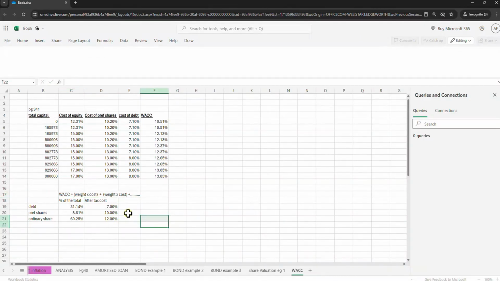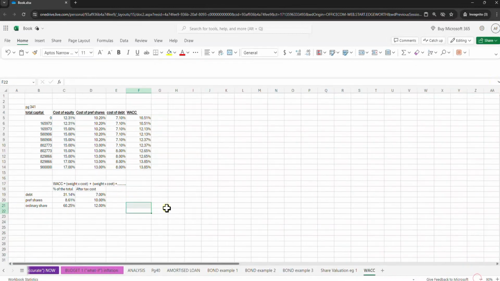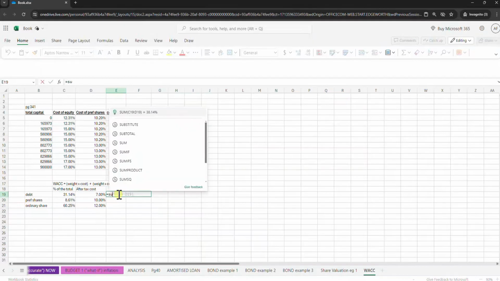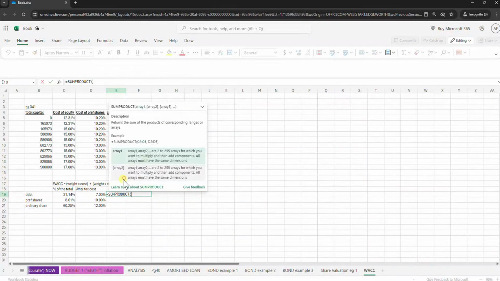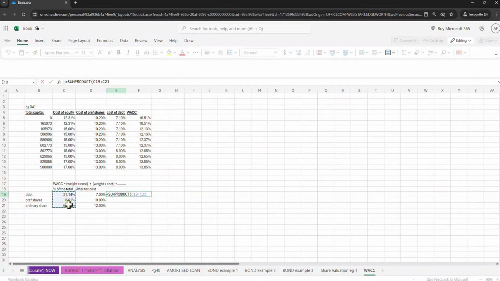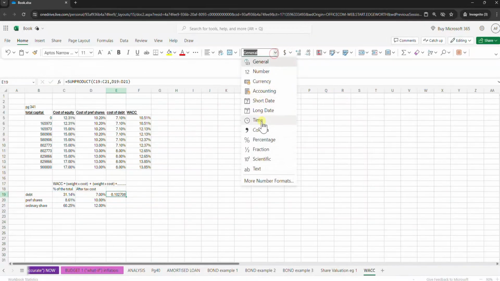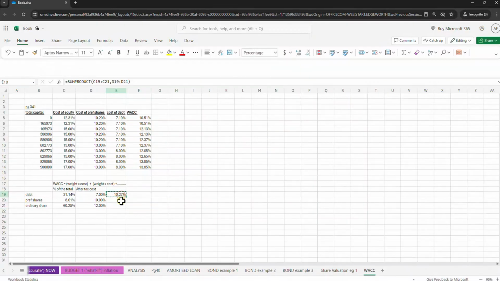Right, so when you're looking at a weight times cost, I can actually use the SUMPRODUCT function. I can take this and multiply it with that, and I'm going to get this answer, which as a percentage is this. Do you see what that does? Okay, so in this example, to calculate WACC here, I've got the total.